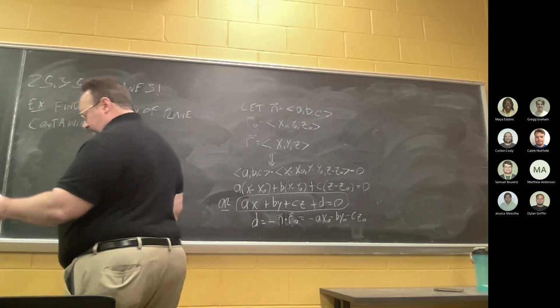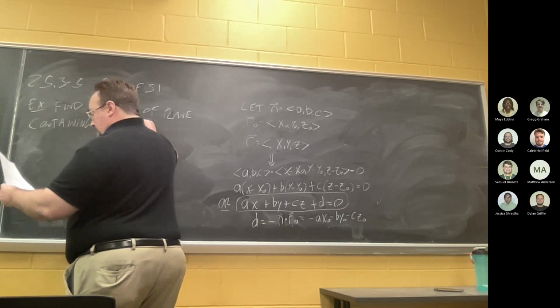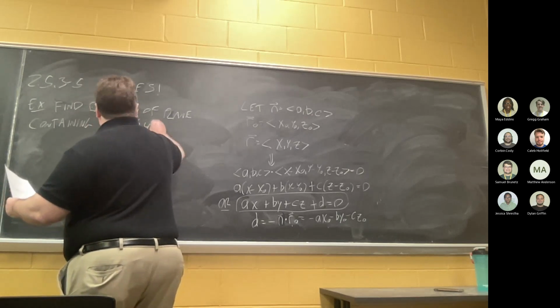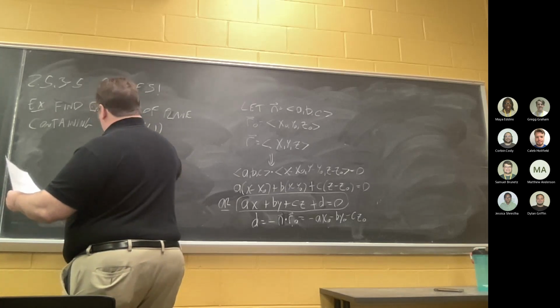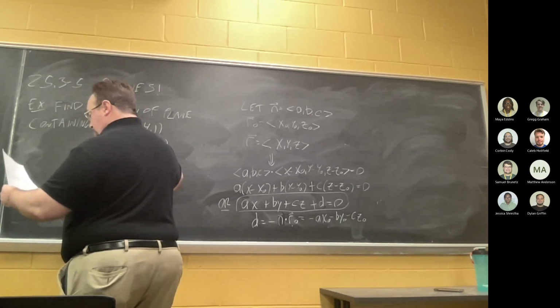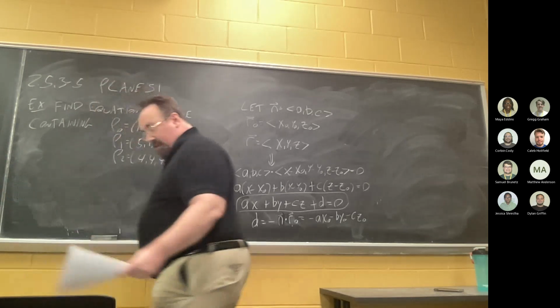Okay, so the 3 points we have. R0 is 1, 4, 1. R1 is 5, 1, minus 1. R2 is 4, 4, 4. Okay.